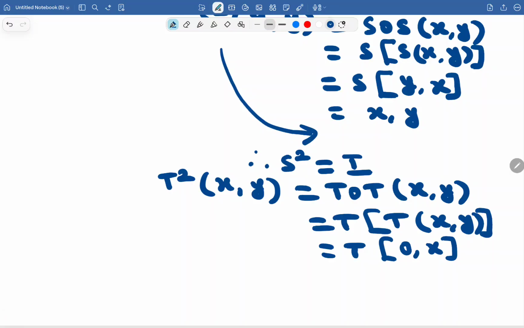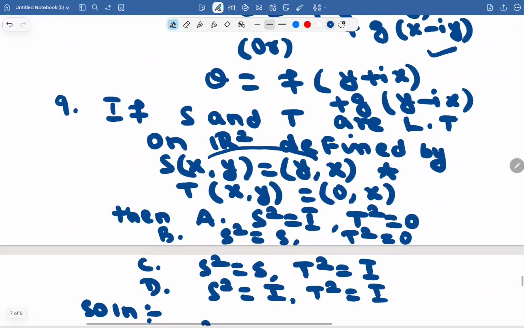T of x comma y is 0 comma x. Now I am going to find t of 0 comma x. T of 0 comma x, first value is 0. The image of x under t is 0. It is given in the problem itself.